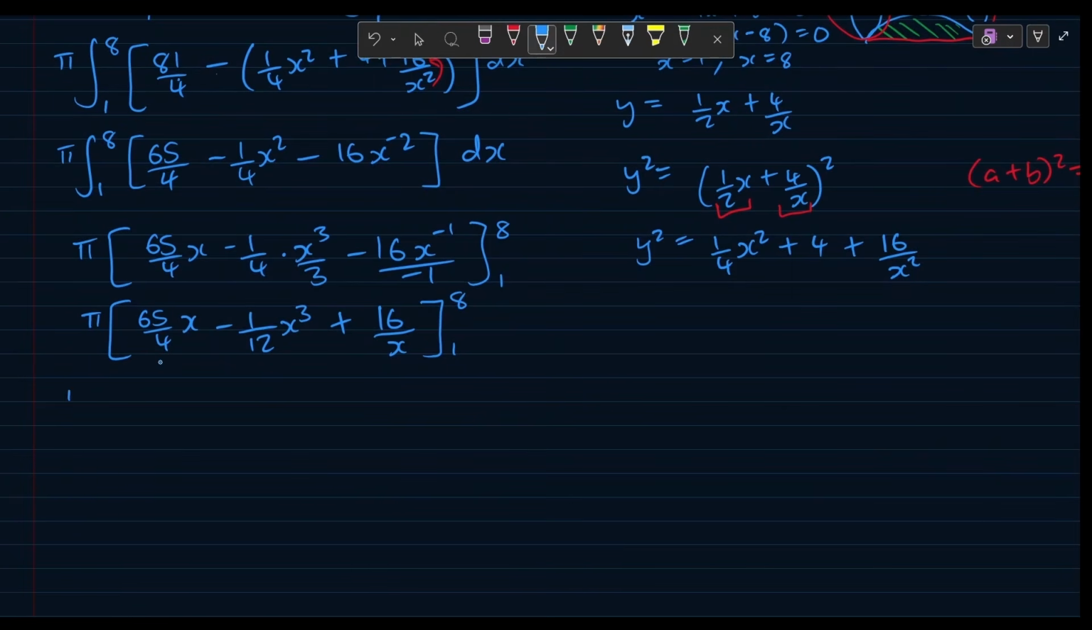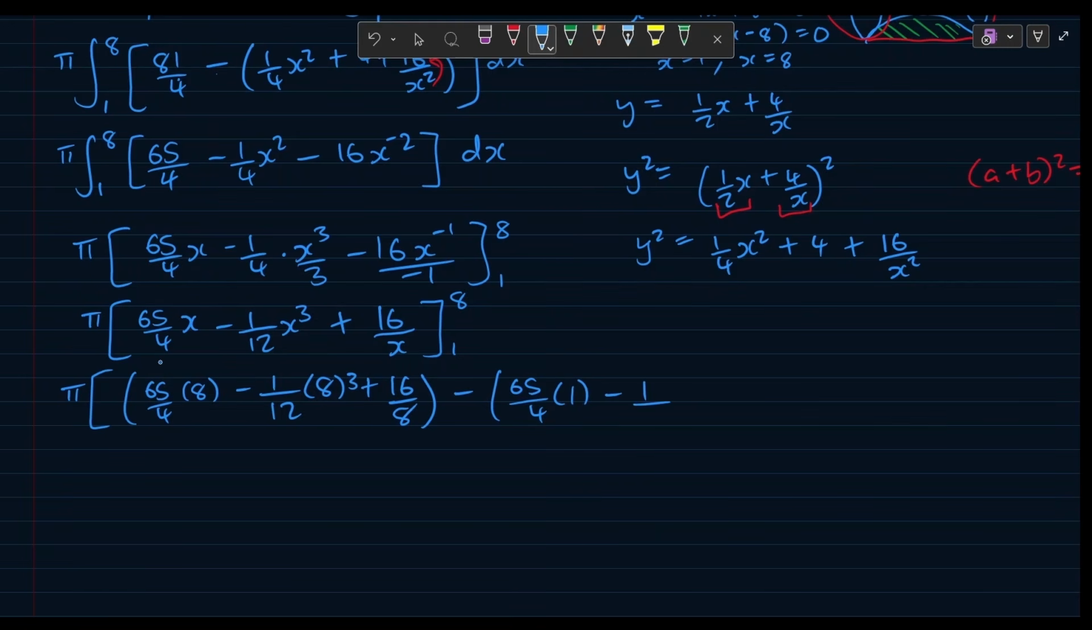Now we can substitute in our limits. So start with the upper limit, that's 65 over 4 times 8 minus 1 over 12 times 8 cubed plus 16 over 8, minus, we'll do the lower limit, 65 over 4 times 1 minus 1 over 12 times 1 cubed plus 16 over 1. Okay, so I'm going to punch the substitution for the upper limit into the calculator.